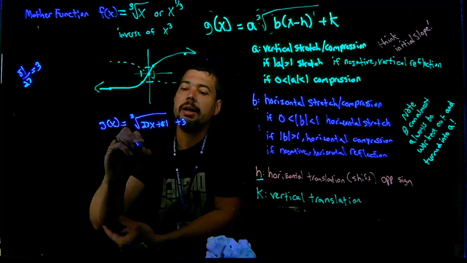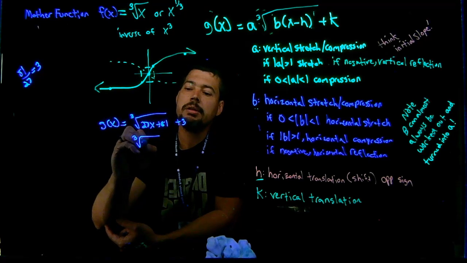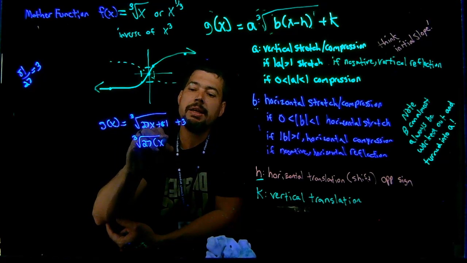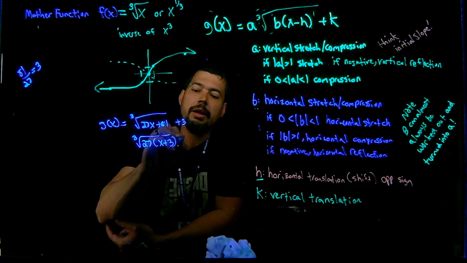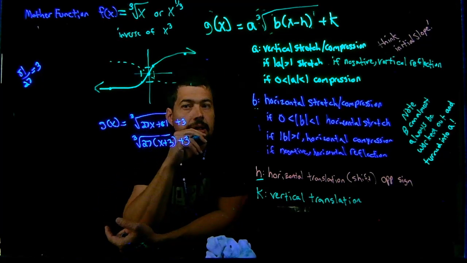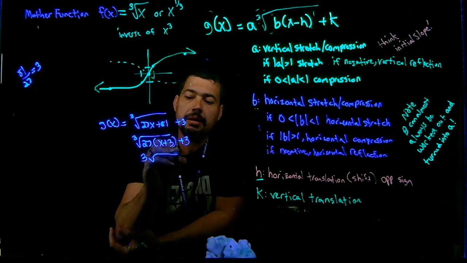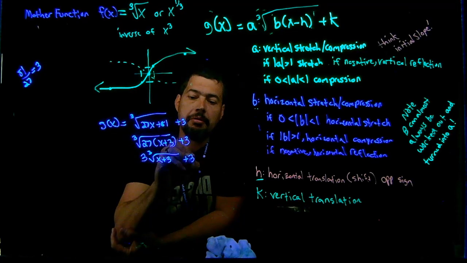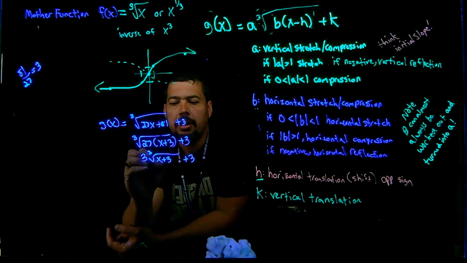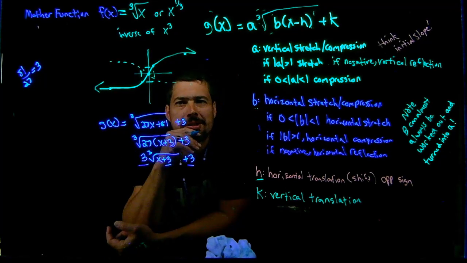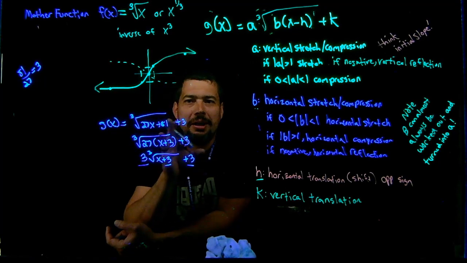So here's what I do. I rewrite this as the cubic root of 27 times x plus 3, and then plus a 3. The cubic root of 27 is 3. So 3 cubic roots of x plus 3, plus 3. Worked out pretty well. Whole bunch of 3's though. It's really hard to mess this one up. Like, you can't really screw it up.